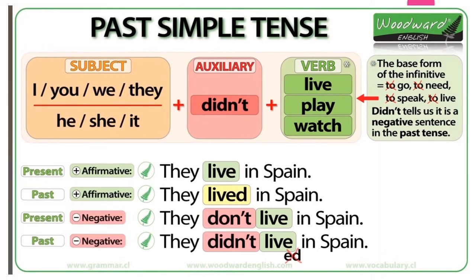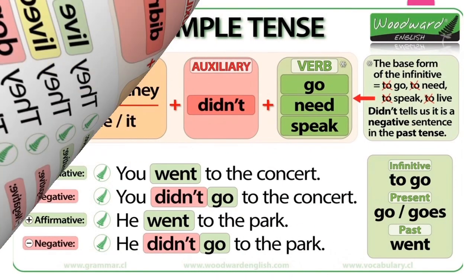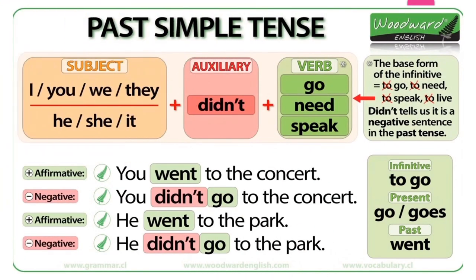And let's talk about the negative. In the negative form we add the verb do, which becomes didn't. For example, I didn't live in Spain. We can't use the verb in the past after didn't. For example, we can't say I didn't lived in Spain. We just use they didn't live in Spain. So it's the infinitive verb without to.